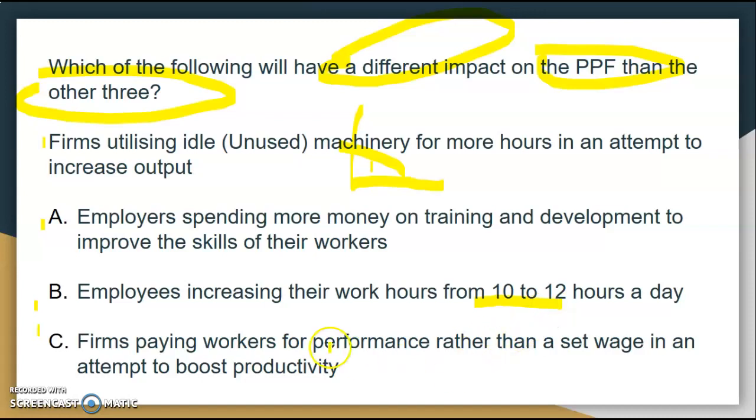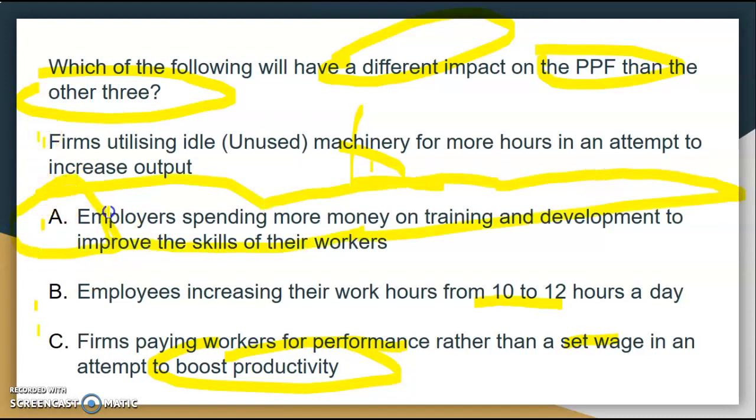And same with this last one, paying workers for performance rather than a set wage. If that increases how hard they work, it means that they were working within their PPF in the first place. So that's not actually improving the quantity or quality of resources. The correct answer is this one here. So B, if I did it properly. Employers spending more money on training and development, that's the only thing that's going to improve the quality of resources and therefore is the only one that shifts the PPF. The others just cause us to move closer to our PPF or our productive capacity.